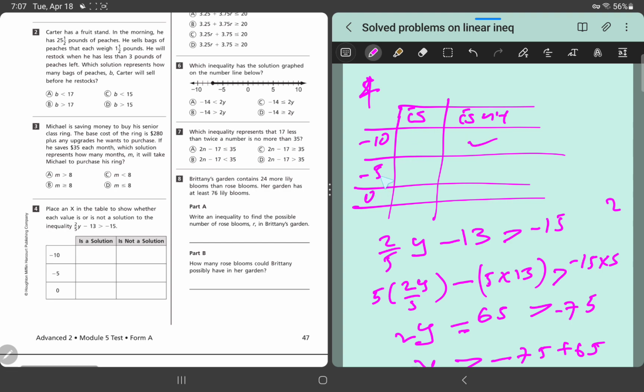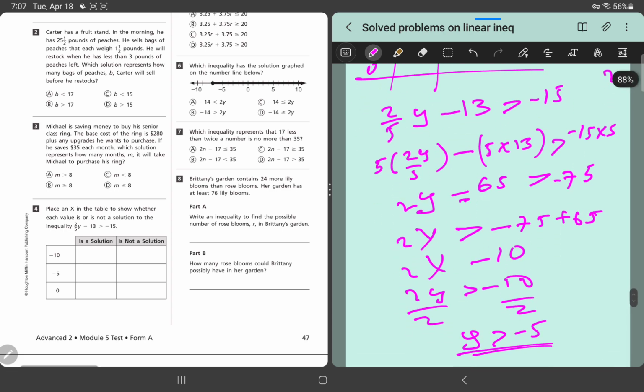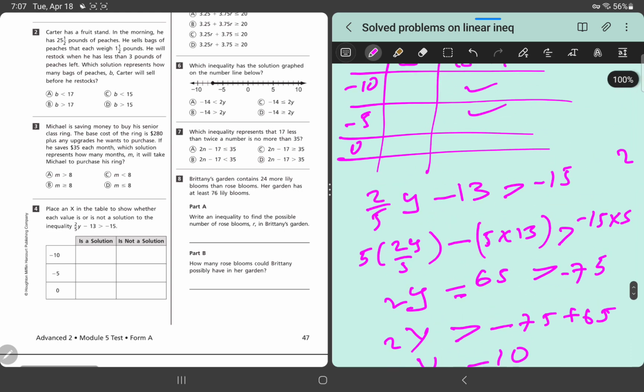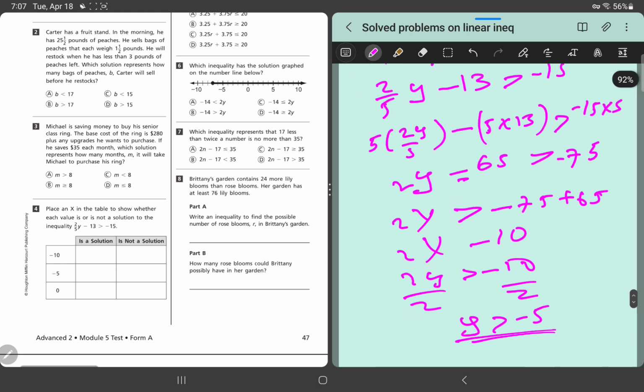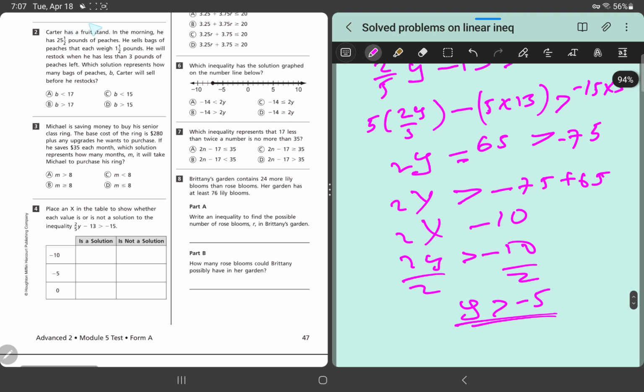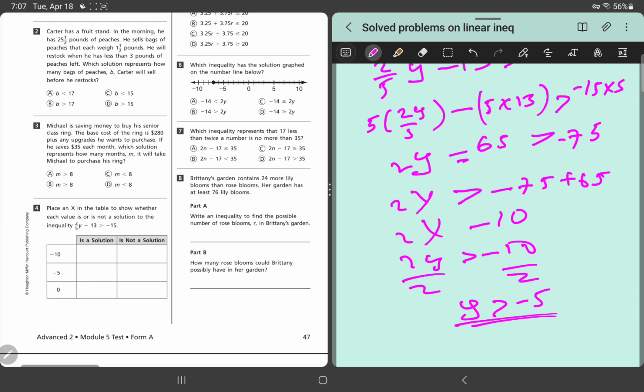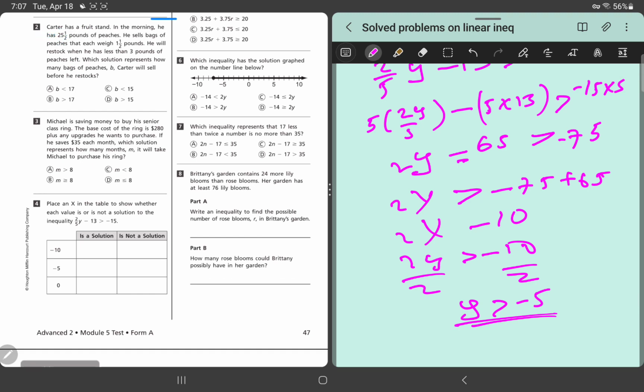Is minus 5 a solution? No, because it has to be greater than, not equal to. So this is not a solution. How about 0? 0 is greater than minus 5, so 0 is a solution. So only this one is a solution, and these two are not solutions.